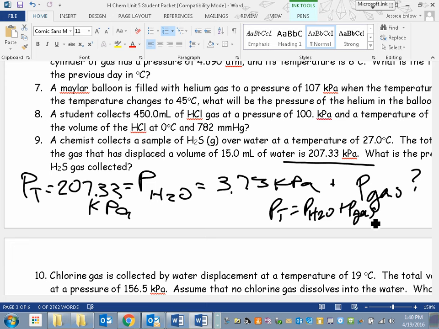Guys, raise your hand if you're working on number 10. Do you guys see the reaction given to you? Yeah. So you don't need to write your own. The reaction is given to you.